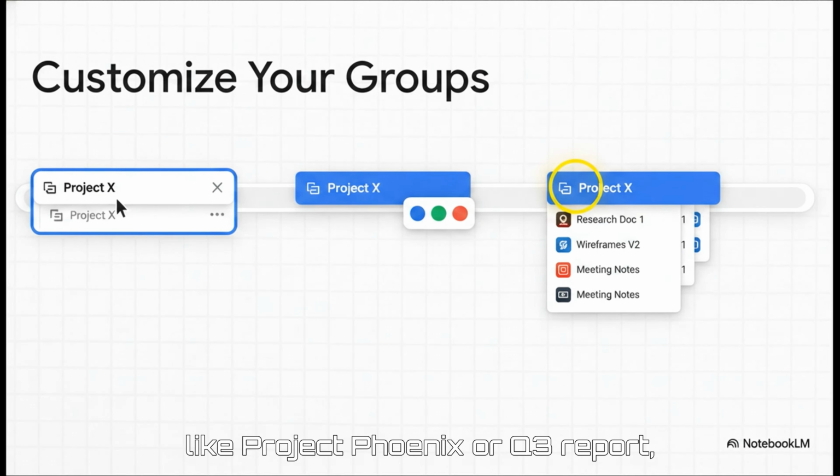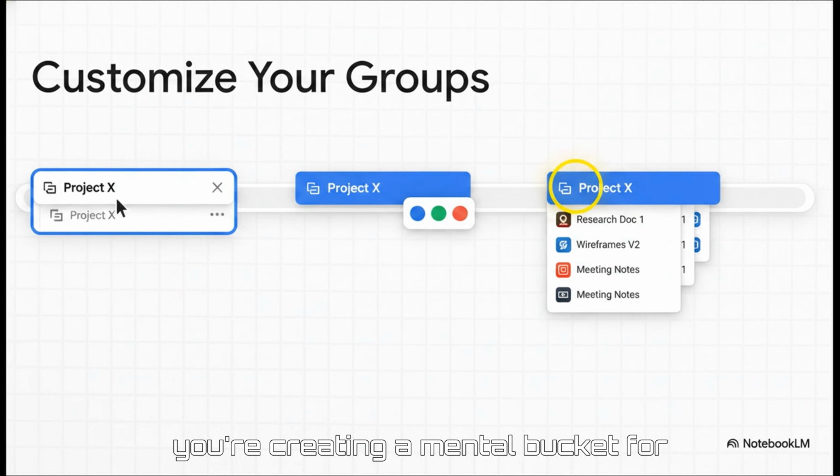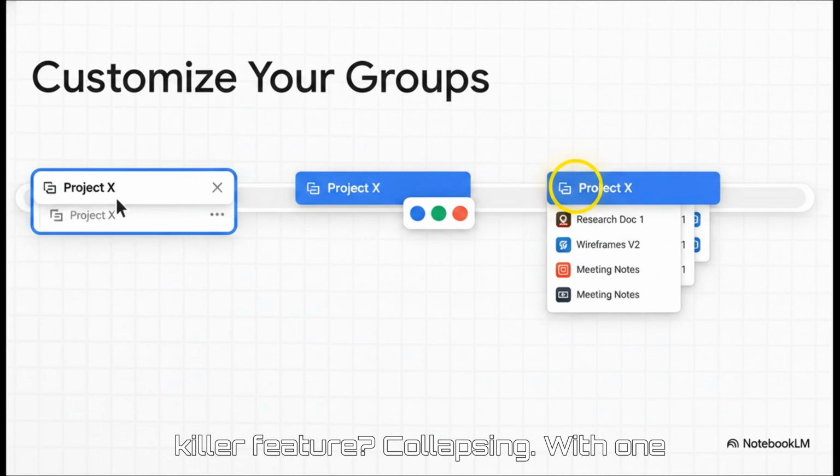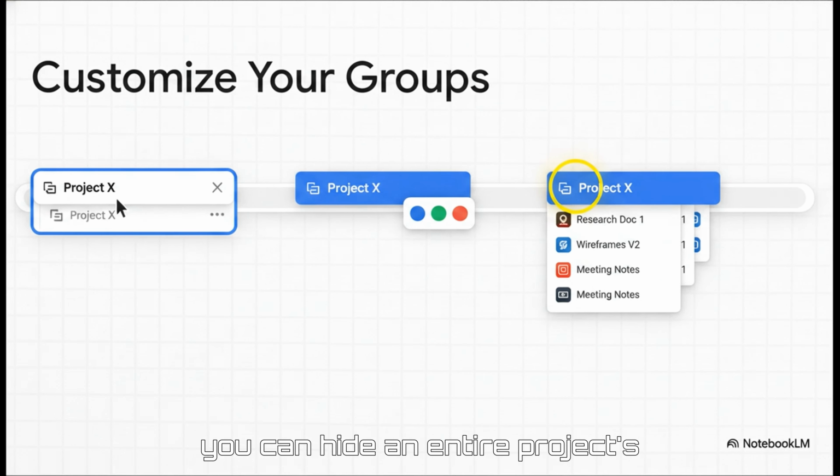When you name a group something like Project Phoenix or Q3 Report, you're creating a mental bucket for that work. The colors give you these instant visual cues. But the killer feature? Collapsing. With one click on the group name, you can hide an entire project's worth of tabs. It just cleans up your workspace without closing a single thing.